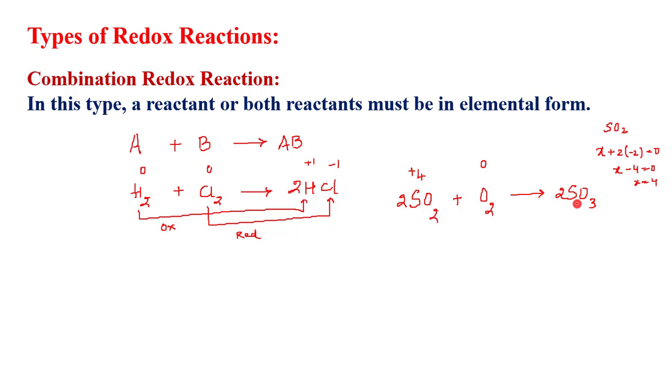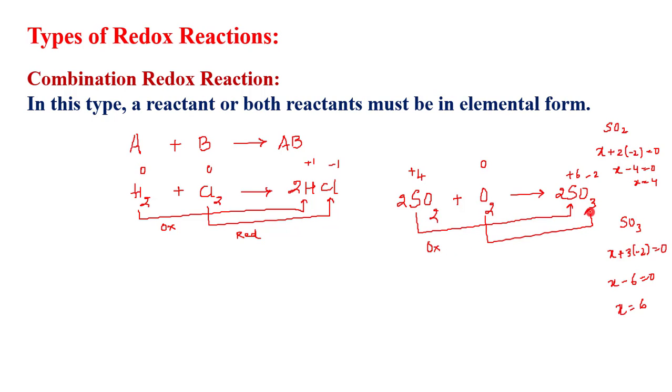In the same way as SO2, you have to take SO3. Sulfur will be taken as x plus 3 oxygen atoms, oxygen charge -2, equal to 0. So x minus 6 equals 0, x will be equal to 6. So here the sulfur is +6. Oxygen as usual is -2. So what is happening to sulfur from here to here? There is an increase in oxidation number. From +4 it is becoming +6. So it is undergoing oxidation.